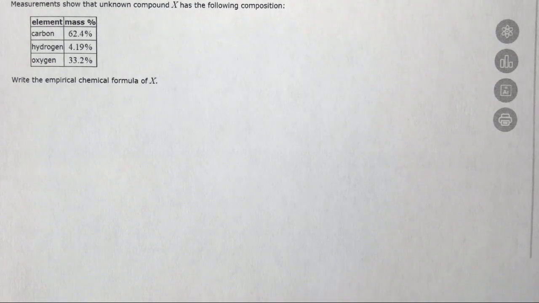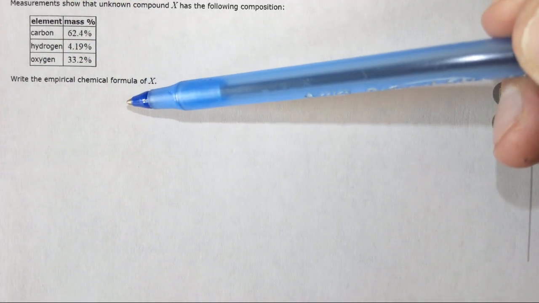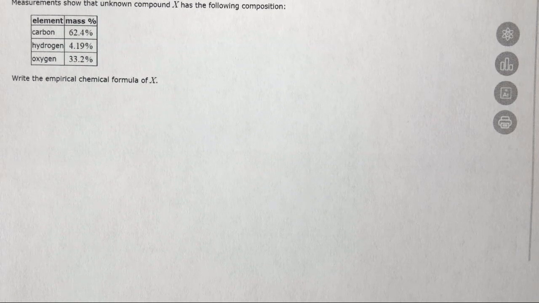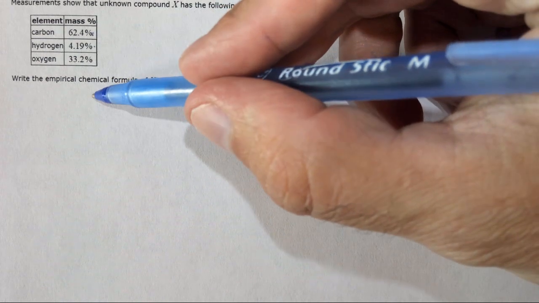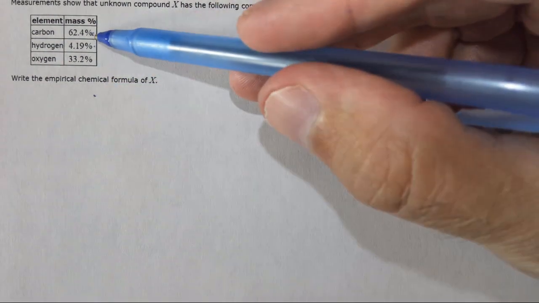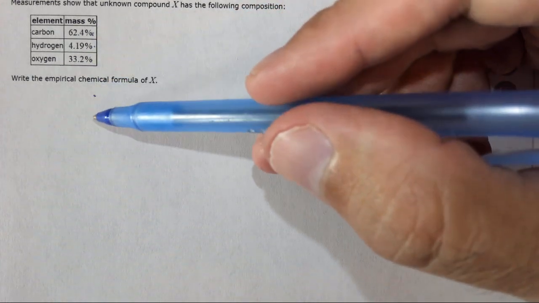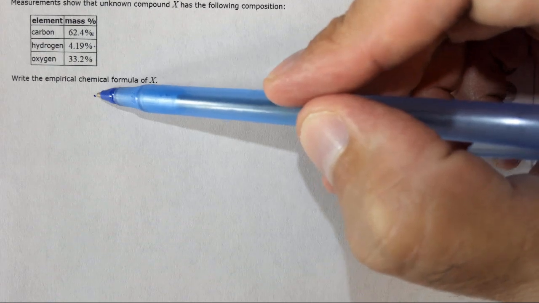In this question, we're given some elemental analysis data about a compound that contains carbon, hydrogen, and oxygen, and we're asked for the empirical formula of this compound. Elemental analysis data gives us the percentage by mass of each element in the compound, but empirical formula is the simplest ratio of moles. So we need a way to convert this percentage by mass to moles, and then we can find a ratio to find the empirical formula.